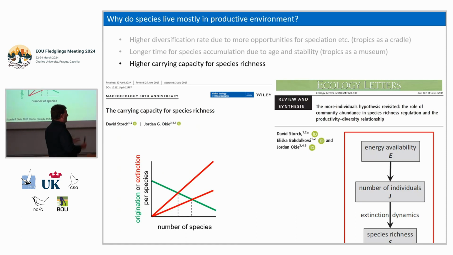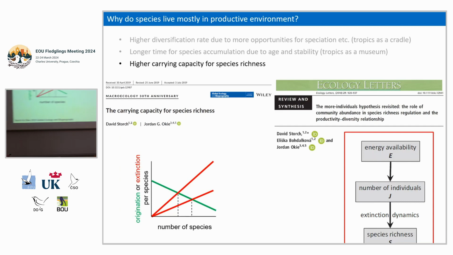Yeah? So the basic idea is that low productivity means smaller total community size, and if you have a low total community size in terms of number of individuals, you cannot have too many species because they would have too small populations.